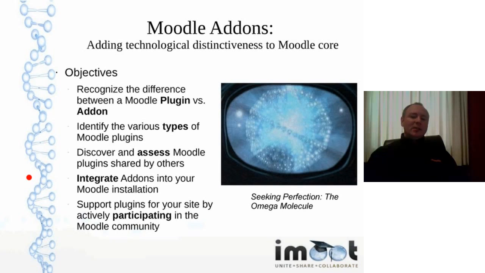To discover and assess Moodle plugins shared by others. I think, how is it to assess the plugins that people have shared to determine whether it's really going to be a good fit for my site and that it's something that I want to put in on a production site, or how to put it on a production site. And then quickly just running through how to integrate those add-ons into your Moodle installation, and then how to support and participate in the community.